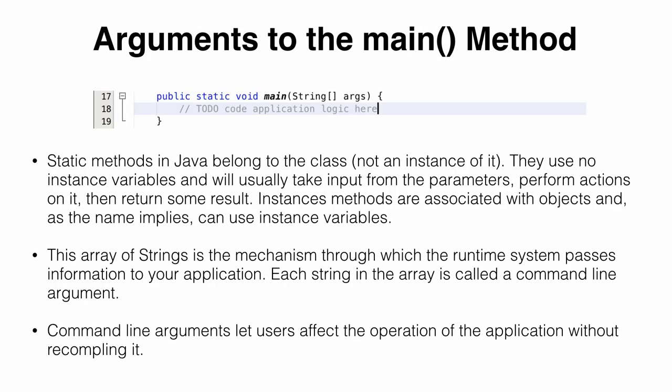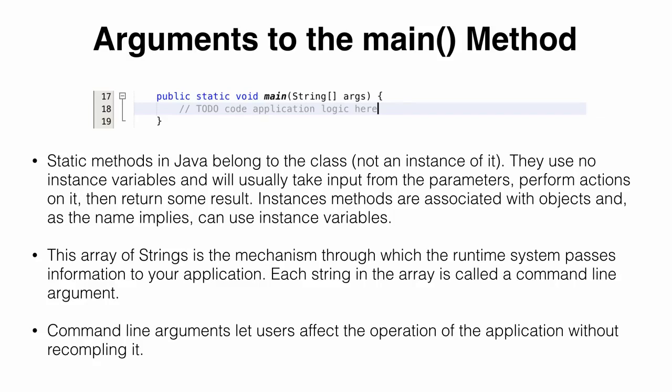So, arguments to the main method. Static methods in Java belong to the class, not an instance of that particular class. They use no instance variables and will usually take input from the parameters, perform actions on it, and then return a result. Instance methods are associated with objects and, as the name implies, can use instance variables. We're going to be going over in more depth what instance variables are, instance methods, and all that good stuff. So if you do struggle, like I said, drop a comment below and I'll explain as much as I can. But I should have videos up very soon with these particular topics.